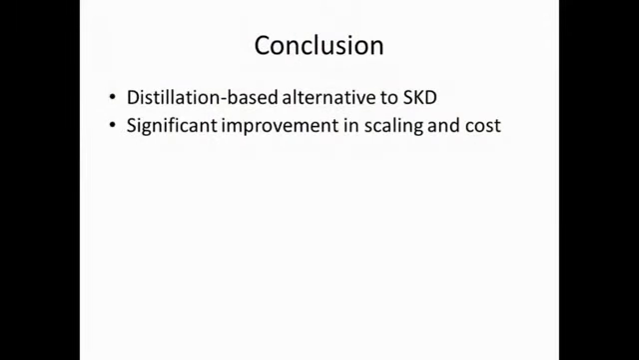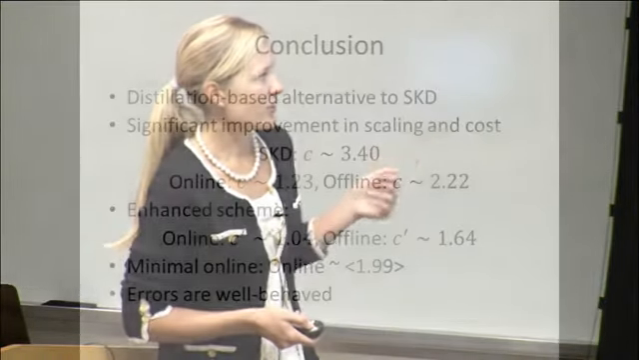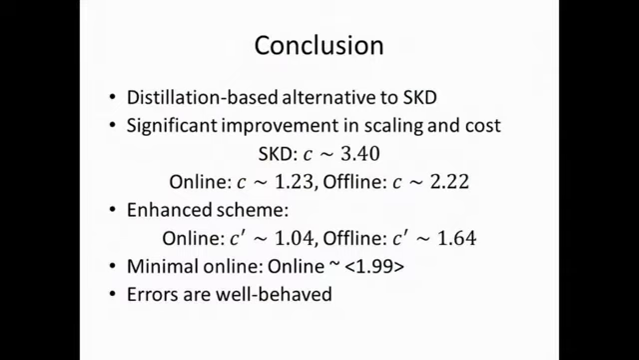So in conclusion, what I've just shown is a distillation-based, a resource state-based alternative to Solovay-Kitaev. And it has some nice improvements in the scaling in terms of the resource cost and also in terms of the accuracy. So it's easier to achieve more precise rotations as well. And so here are the numbers we've already discussed. And then again, you can use this online trick to get a constant online cost, which is great.